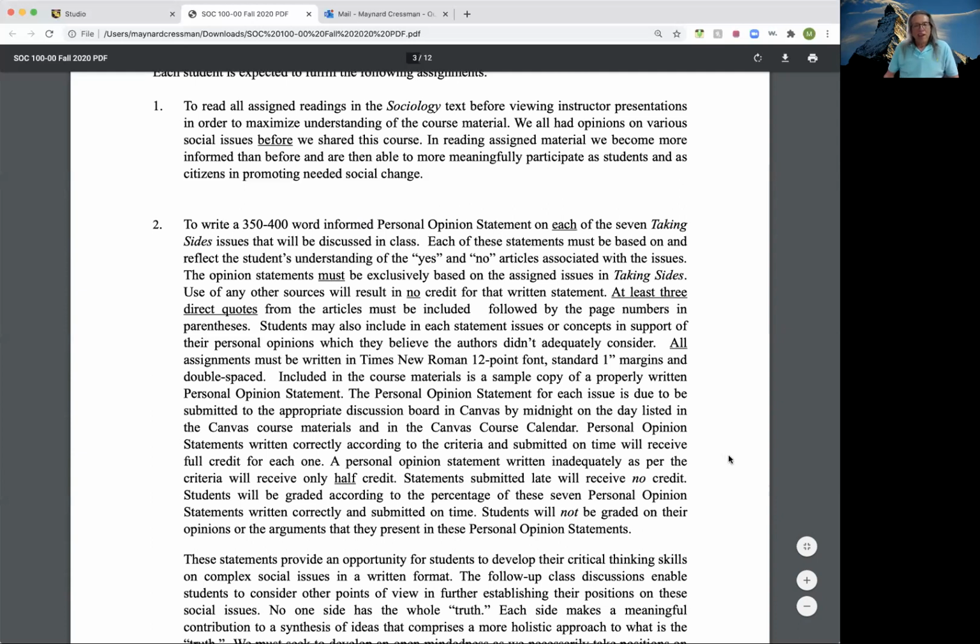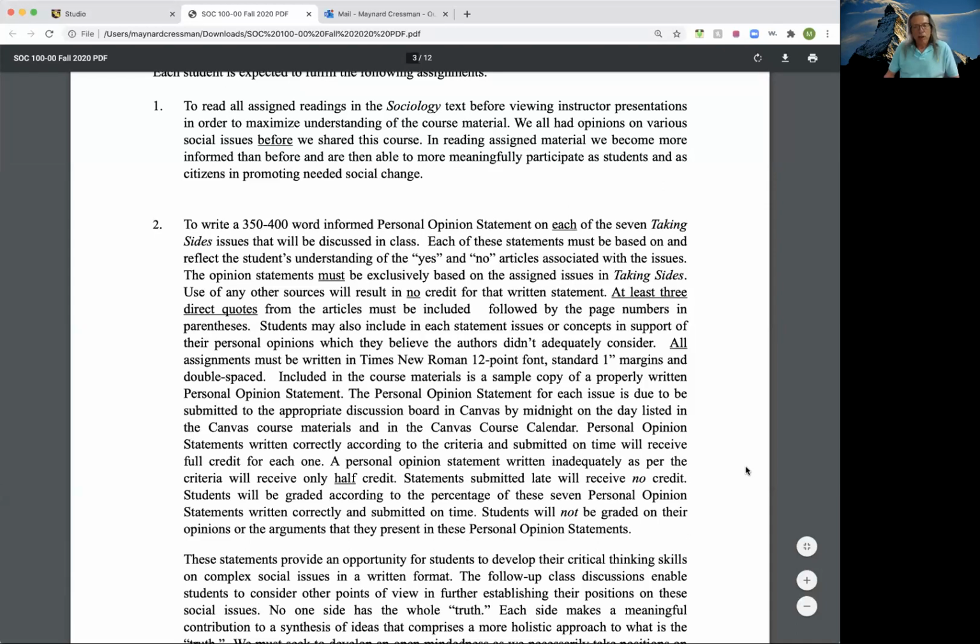Okay. Second, each of these statements must be based on and reflect your understanding of the yes and no articles associated with the issues. The opinion statements must be exclusively based on the assigned issues and taking sides. Use of any other sources will result in no credit for that written assignment. Now, I'm not saying you can't refer in addition to the material in taking sides. If you want to make a point about something, that's fine. But what some students have done is, you don't think I would figure this out?